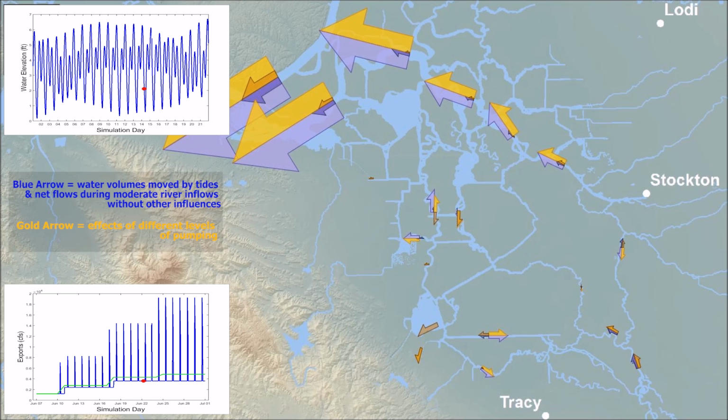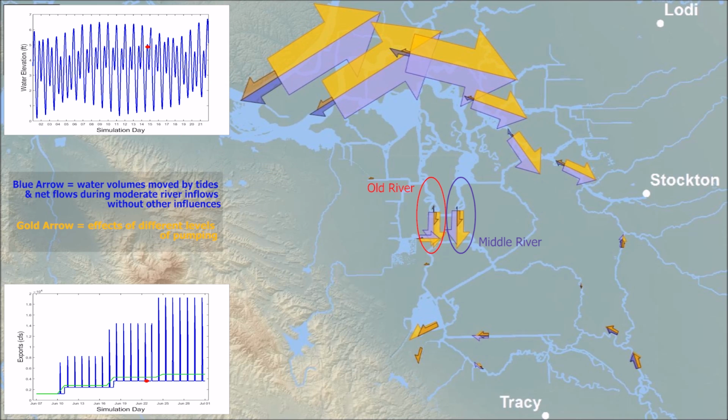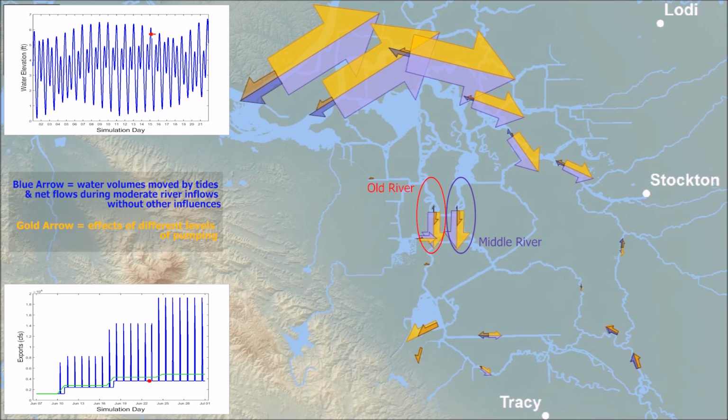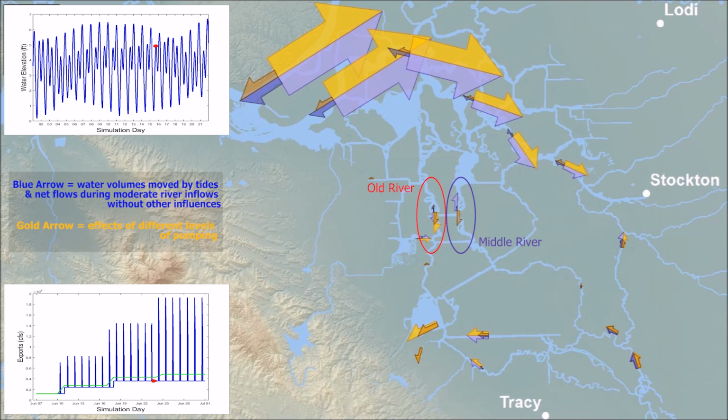Without pumping, as shown by the blue side of each arrow, there are net positive outflows during neap tides in Old and Middle River, dark blue side. As pumping rates increase, flow becomes increasingly negative in Old and Middle River, the gold side. So, when other parameters are held constant, as more water is pumped out of the South Delta, the more negative net flows become in Old and Middle Rivers.